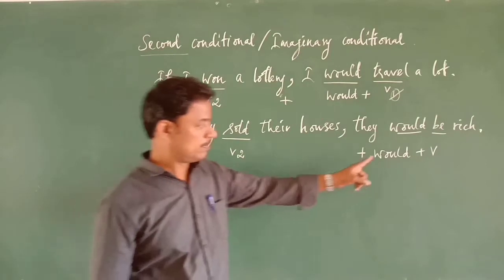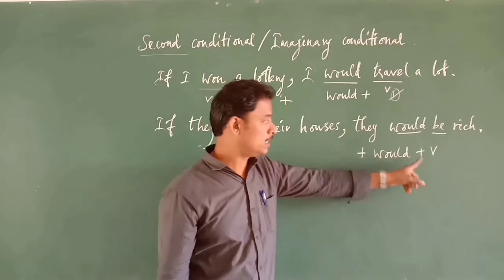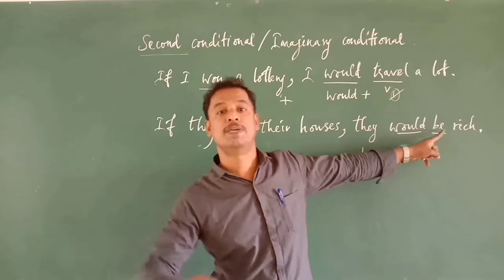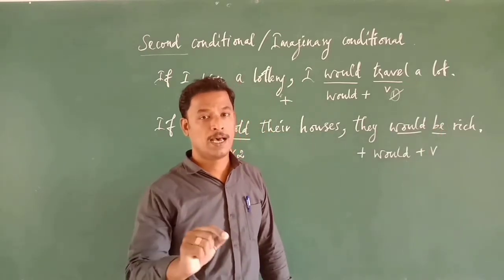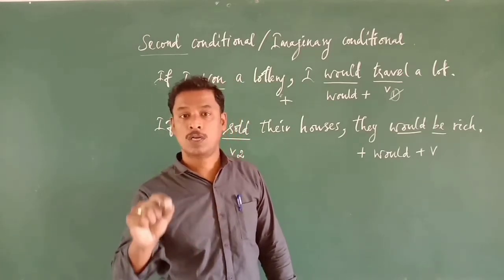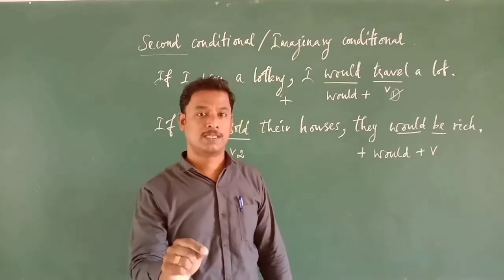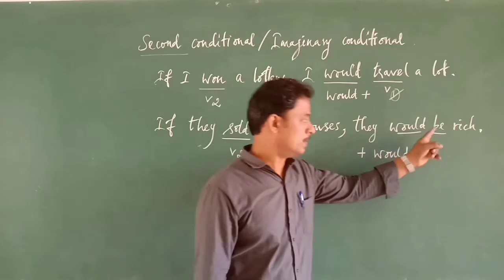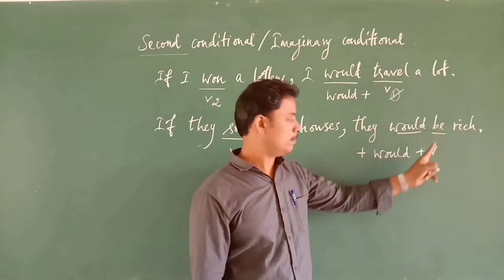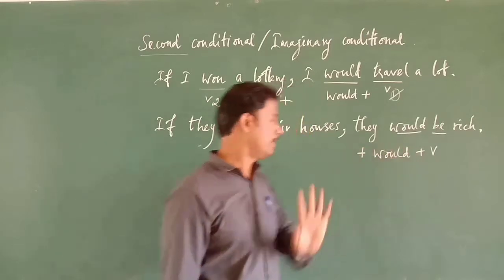Would plus verb. Likewise, would plus verb. The verb should be in base form only. That is why I have written be. Be is the base form of the be verbs. What are the be verbs? Am, is, are, was, were. These 5 verbs are called be verbs because the base form of these 5 is be. So the birthplace is be. That is why it is called base form. That is why I have written simply verb. Would plus verb.